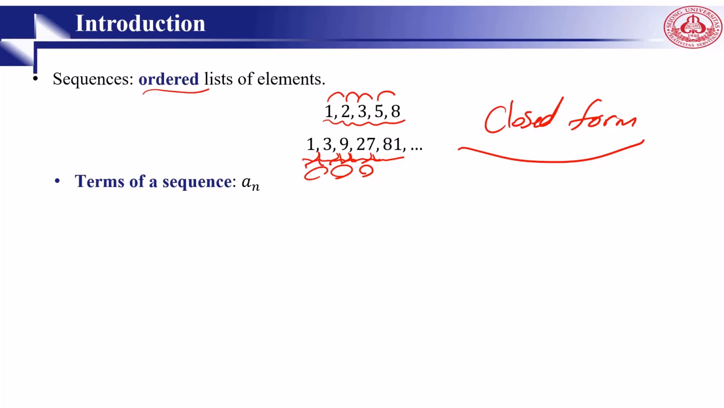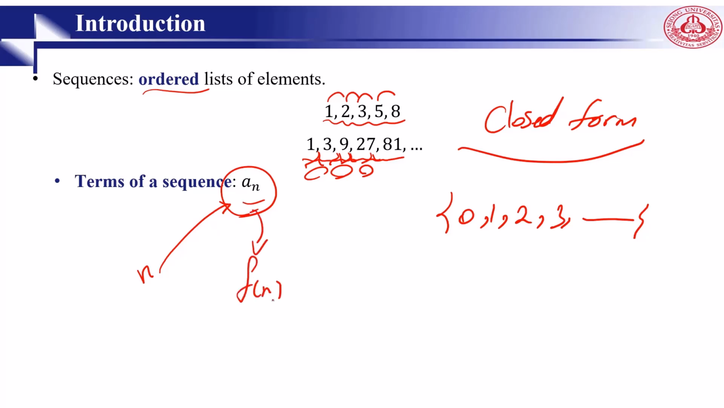A sequence can be defined as a function from a subset of integers, for example 0, 1, 2, 3, to a set S, and we use this notation to denote the image of the integer n. It means if we give n as input, what is the corresponding element in our sequence? We can think of a_n as the equivalent of a function, for example f(n), that we had in a previous lecture. We call this a_n a term.